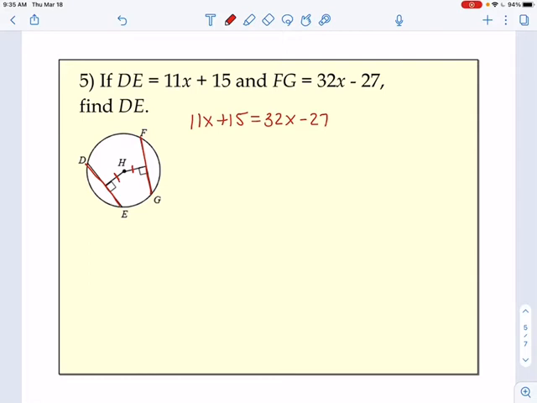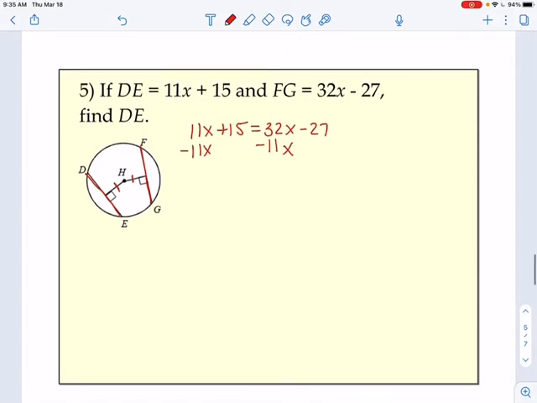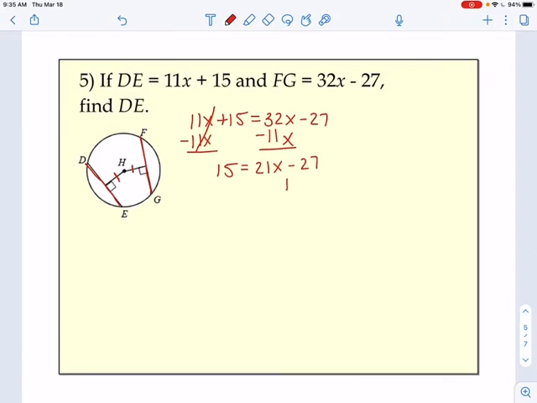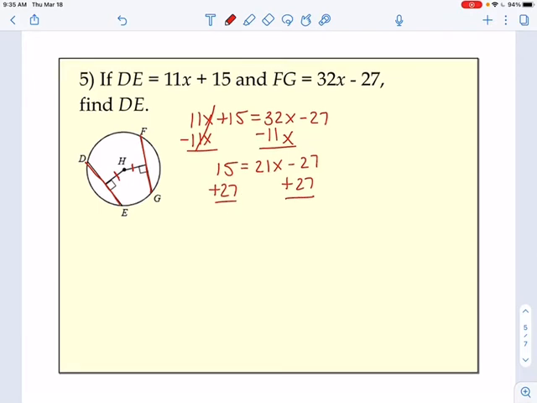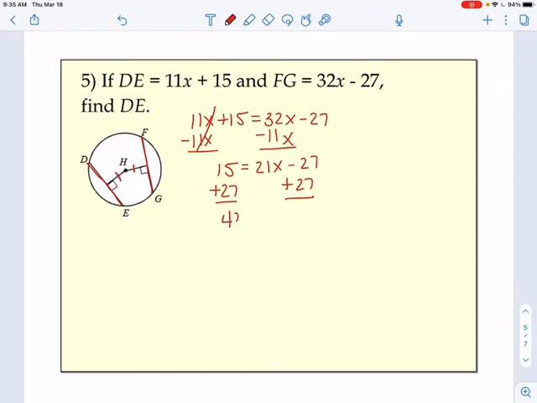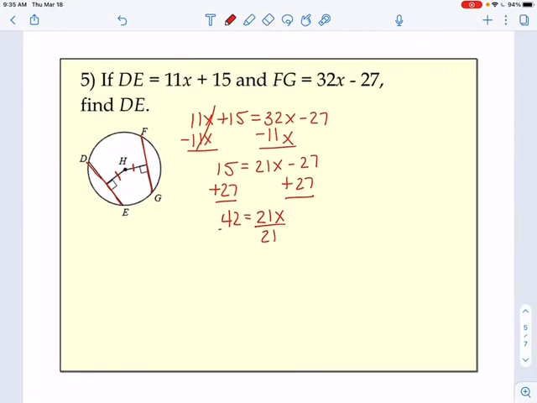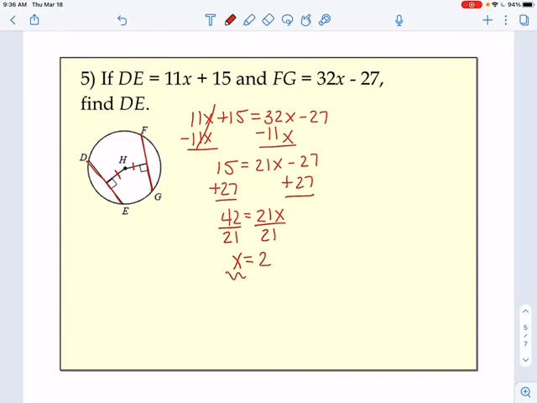Again, doesn't matter what I do first here. I'll get rid of my 11x by subtracting 11x from both sides. So I'm going to have 15 equals 21x minus 27. The opposite of subtracting 27 is to add 27. So 15 plus 27 should give me an answer of 42. So 42 is going to equal 21x. The opposite of multiplying by 21 is to divide by 21, and 42 divided by 21 is 2.